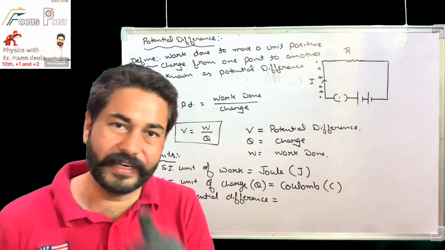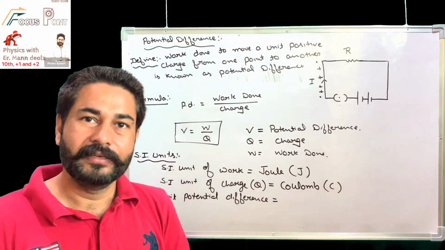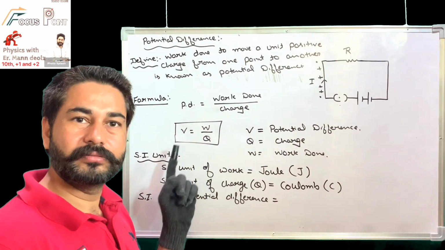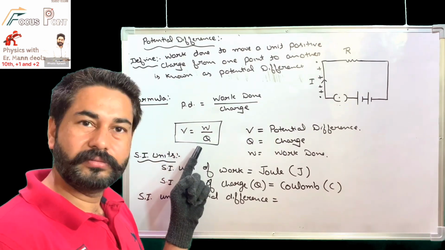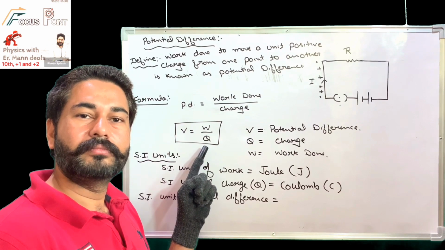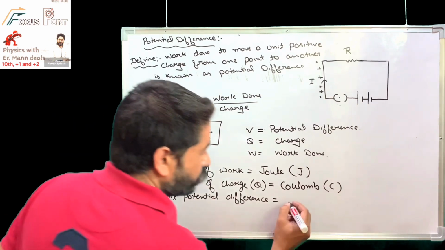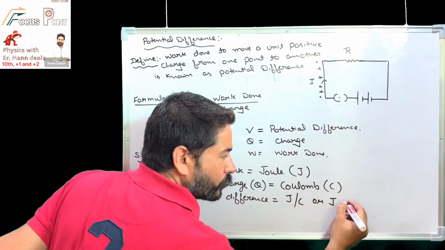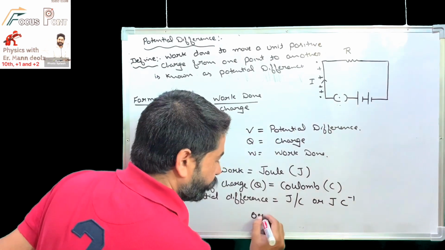I told you how to find the SI unit of any quantity. SI unit of volt is joule per coulomb. You can also write it like joule coulomb inverse.